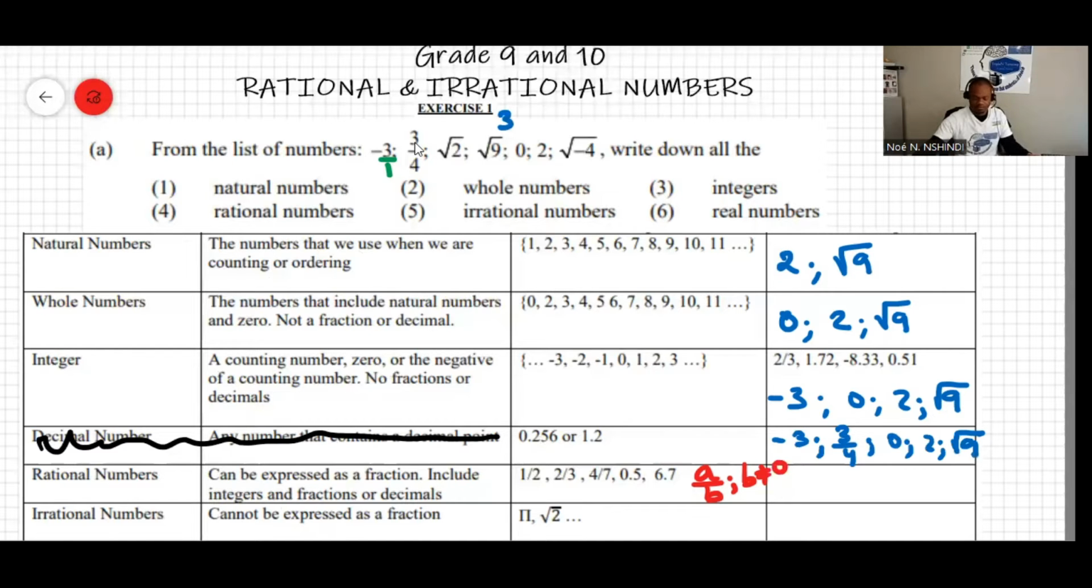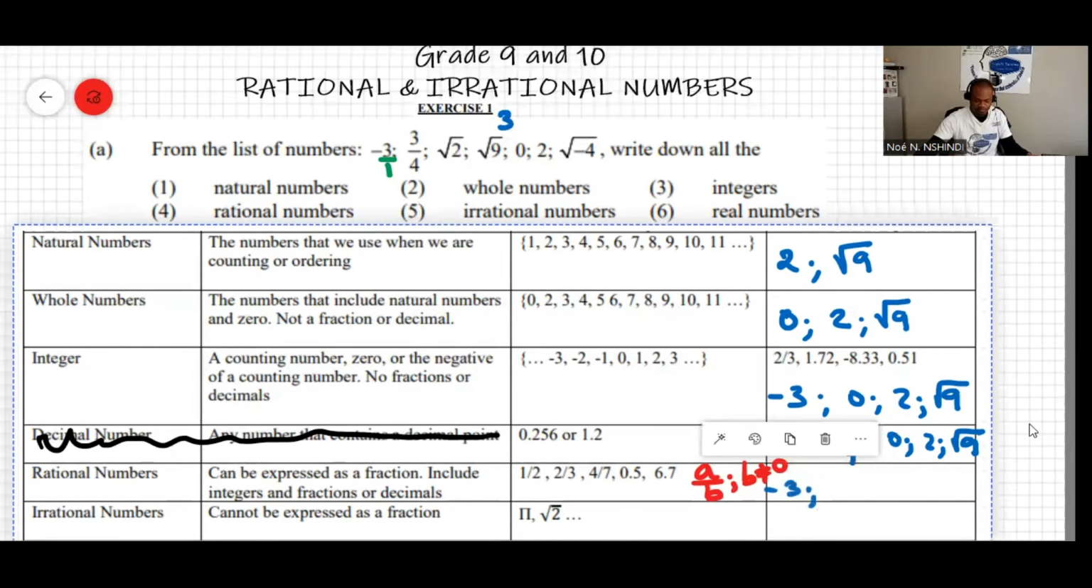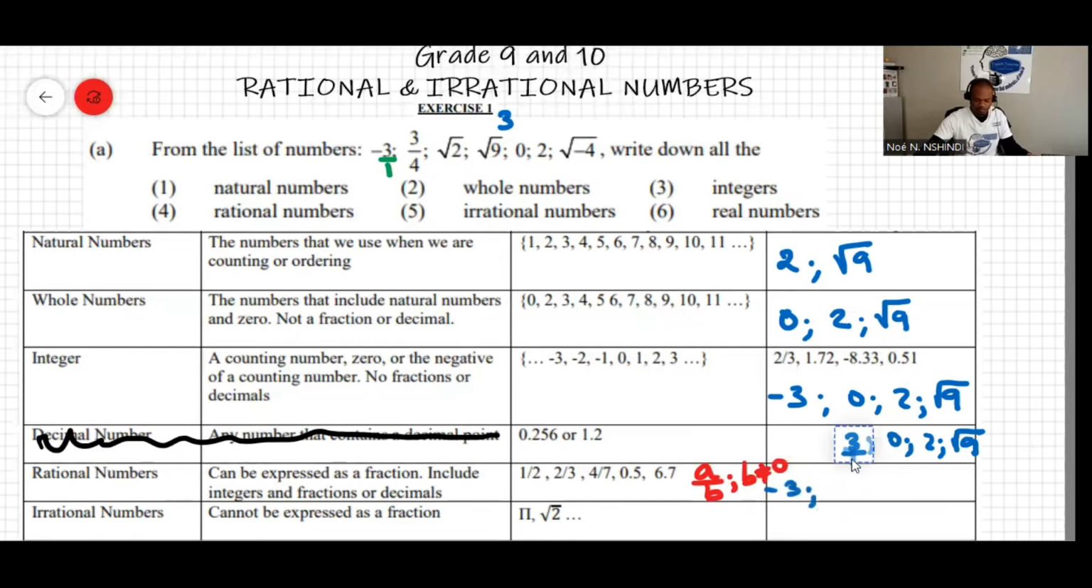Why did I place them there? I was supposed to place them here. Let me just erase. 3/4, and then 0, and then 2, and then √9.